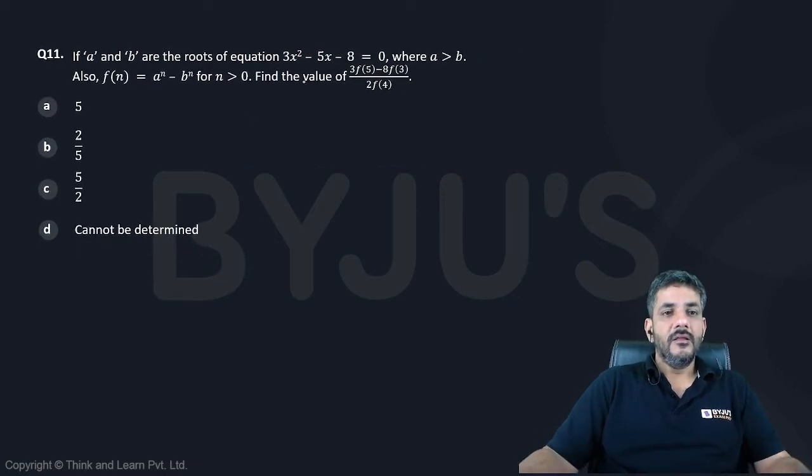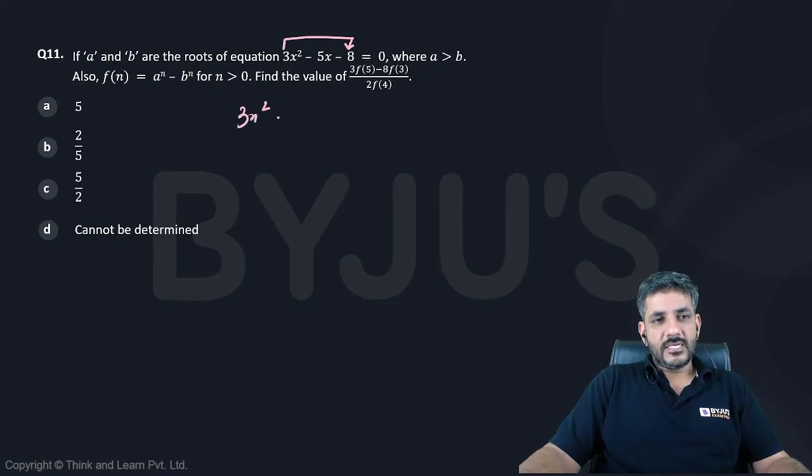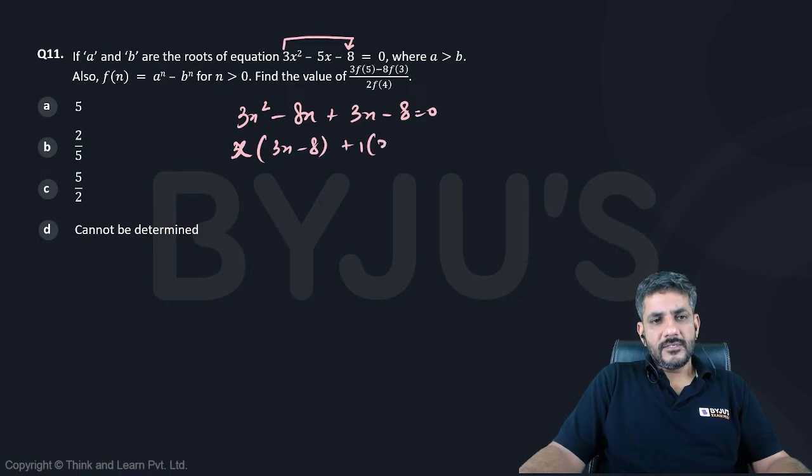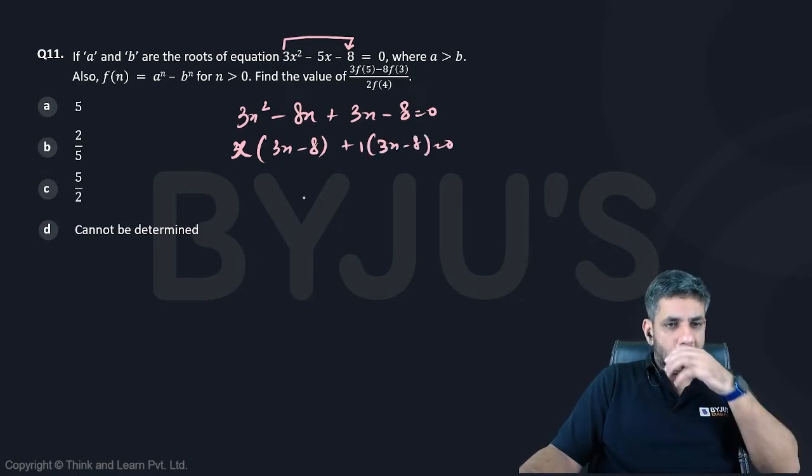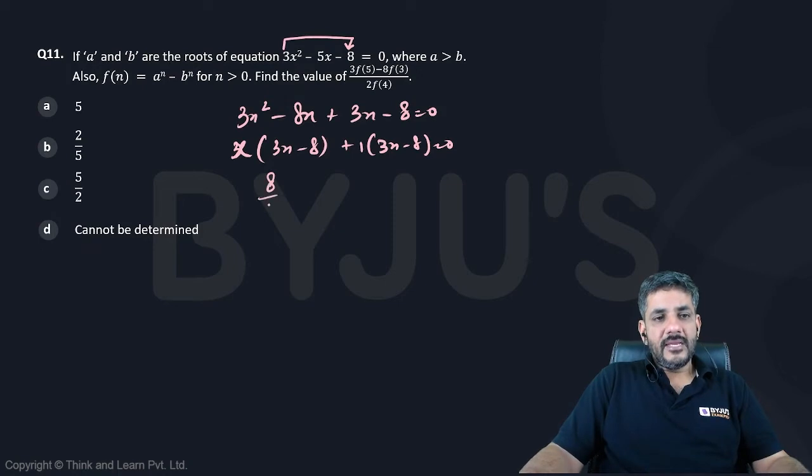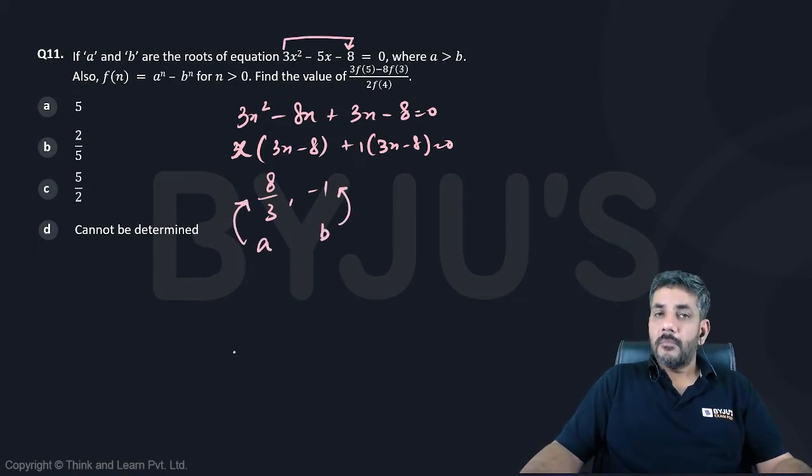Let's do this. So 3x² − 5x − 8. If I try to solve it, 3 into −8 is −24 and −5x, so it will be equal to −8x + 3x − 8 = 0, or x(3x − 8) + 1(3x − 8) = 0. So the roots are 8 by 3 and −1. He says the roots are a and b, and a is greater than b. So a is represented by 8 by 3 and b is represented by −1.